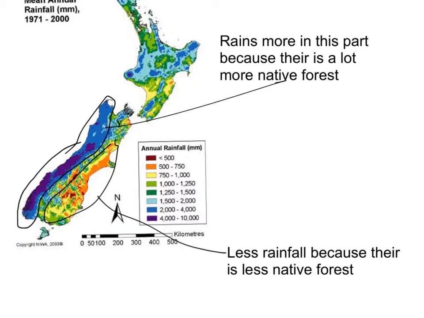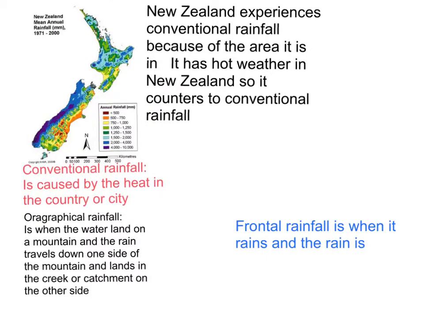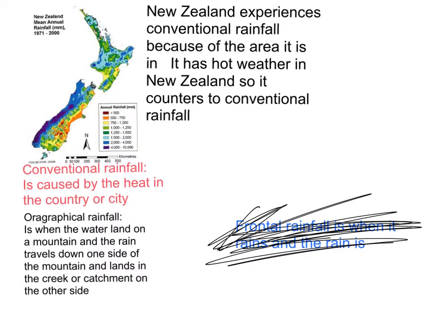So, this is what I think: New Zealand experiences convectional rainfall because of the area it's in and its hot weather, because convectional rainfall is caused by the heat of the country or the city. It also has orographic rainfall, because there are lots of mountains in New Zealand, and the water lands on the mountain, travels down one side, and lands in a creek catchment on the other side.